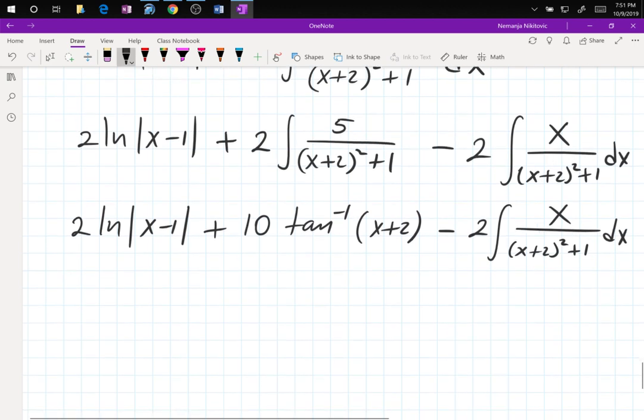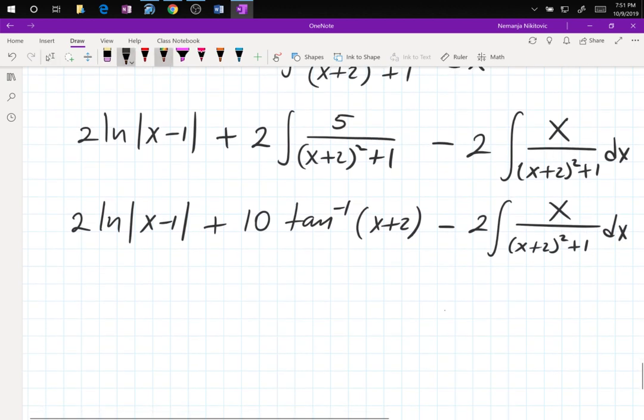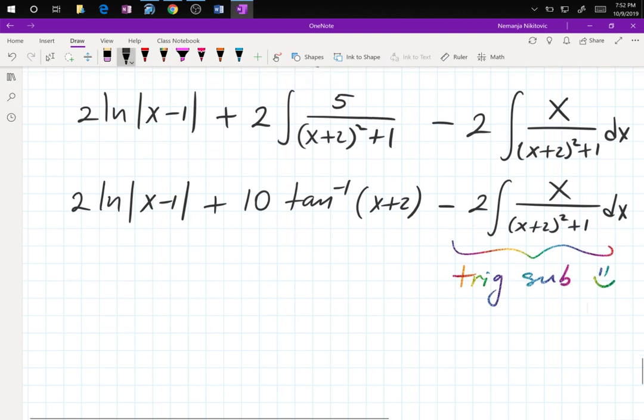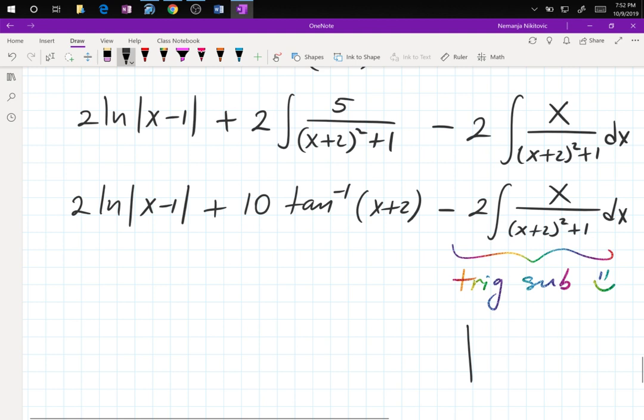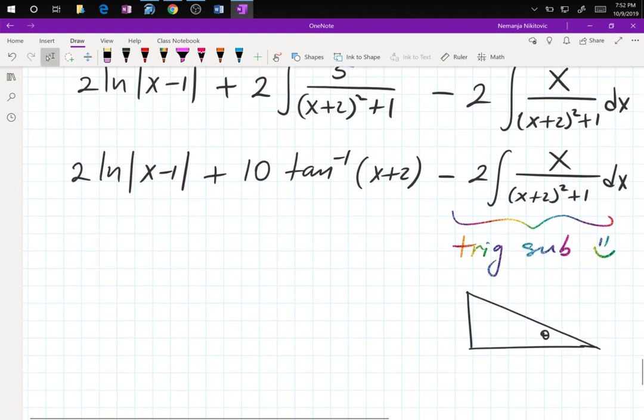This is where the trig sub is. So for the trig sub, we have our triangle. It's what we did 2 days ago. We have a plus, which means we have two legs: x plus 2 and the 1. And the hypotenuse is the square root of (x plus 2) squared plus 1 squared, which is 1.